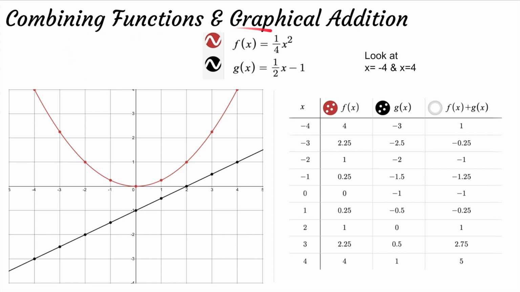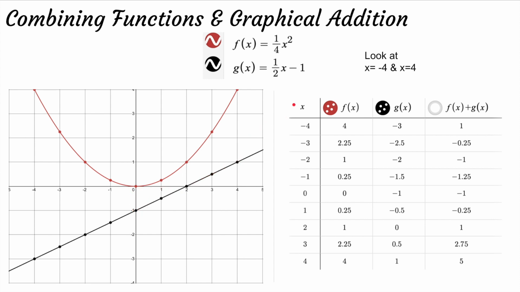Combining functions and graphing them. I chose the two functions f of x equals 1/4 x squared and g of x equals 1/2 x minus 1. The f of x equation is being graphed in red, as you can see in the graph. The g of x is being graphed in black.